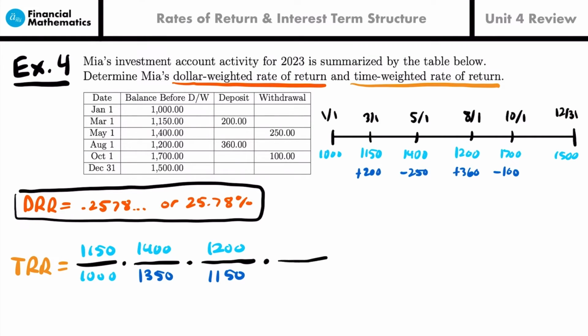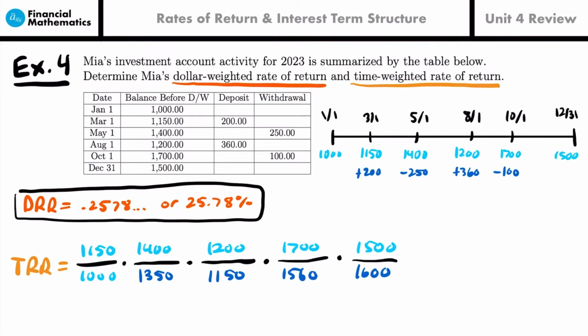So we will be multiplying by 1,700 divided by 1,200 plus 360, which is 1,560. So we'll have 1,560. And then finally we multiply by the last reported balance, or the balance at the end of the year, divided by that previous reported balance, plus or minus any cash flows. In this case, we are subtracting 100. So we have 1,500 as our final balance divided by 1,700 minus 100, which is 1,600.